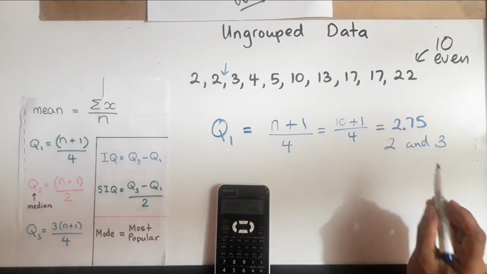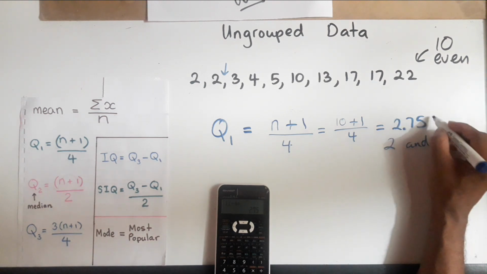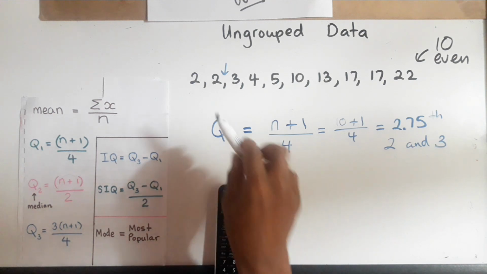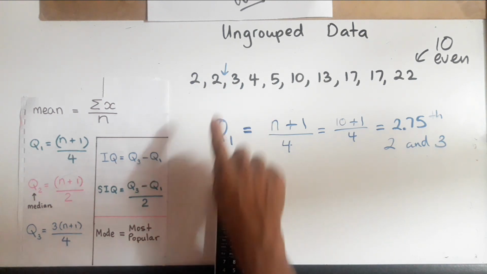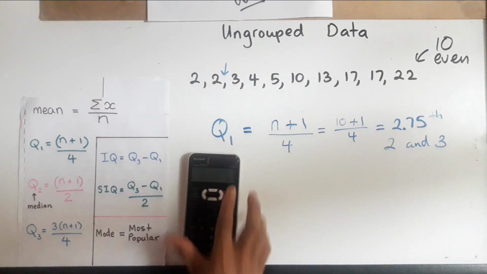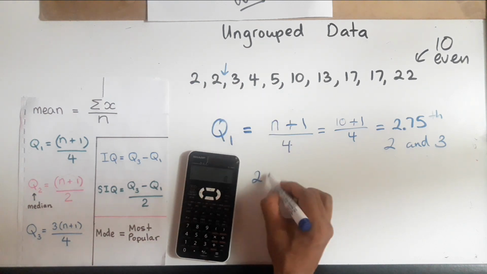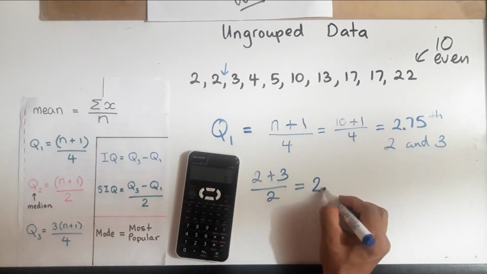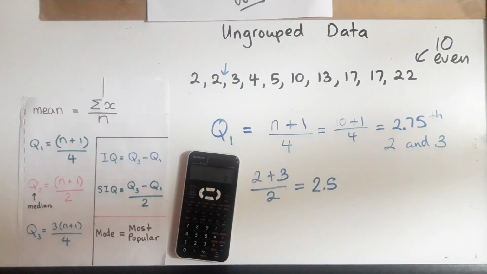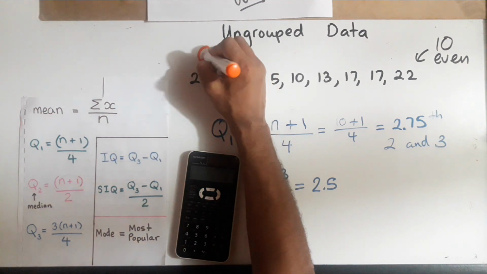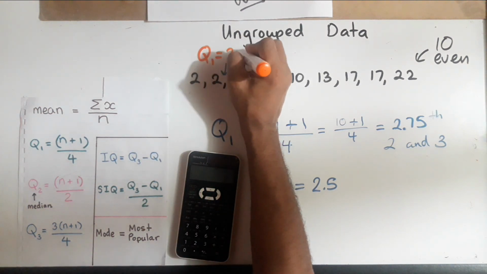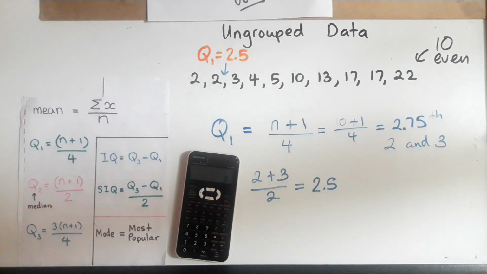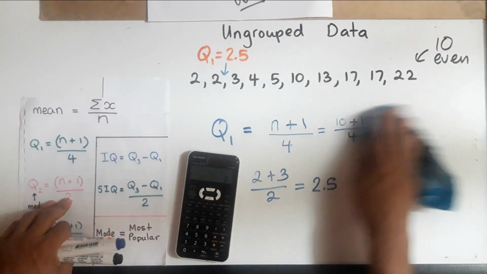So, whenever the term is in between two numbers, you have to add the two numbers and divide it by 2. So to find Q1, we have to take 2 plus 3 and divide by 2. 2 plus 3 is 5. 5 divided by 2 is 2.5. So Q1 is equal to 2.5. That's the best average you can get. That's the best estimate, sir. I don't want to use the word average. That's the best estimate for Q1. Let's try Q2.